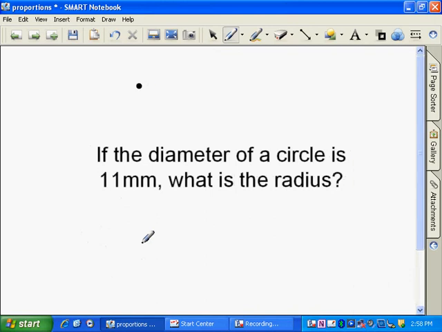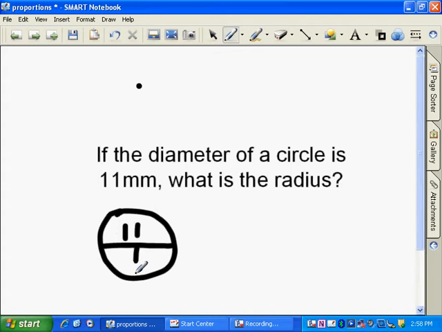If the diameter of a circle is 11 millimeters, what is the radius? Again, the radius is from the center to the edge, and so I would run out of room right here. The radius is 5.5 millimeters. It's half of that, so it can be a decimal, or you could even write it as a fraction, 5.5.